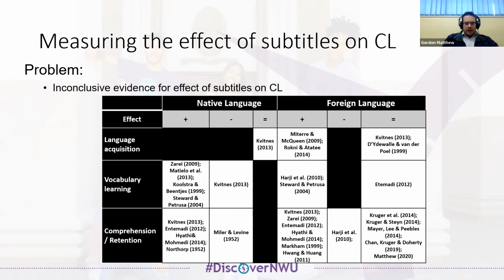The band that my research is focusing on is on the right side, the bottom band, which focuses on foreign language and comprehension or retention. As you can see here, nobody really knows what the effect of subtitles is on cognitive load, due to this variability in results across many studies.